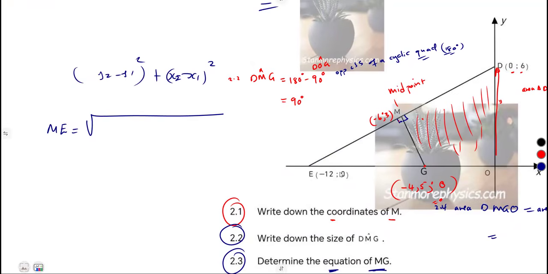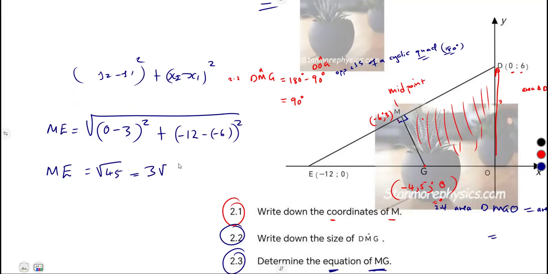All right, so y value, that's 0 to 3. So that's 0 minus 3 squared plus the x value minus 12 to minus 6. Minus 12 minus 6 squared, like this. So that was going to give us the length of ME. You're going to determine the length of ME from there. So this is the idea, guys. Just make sure you use your calculators properly. That was going to give us the square root of 45, which is 3 square root of 5 units if we simplify properly.